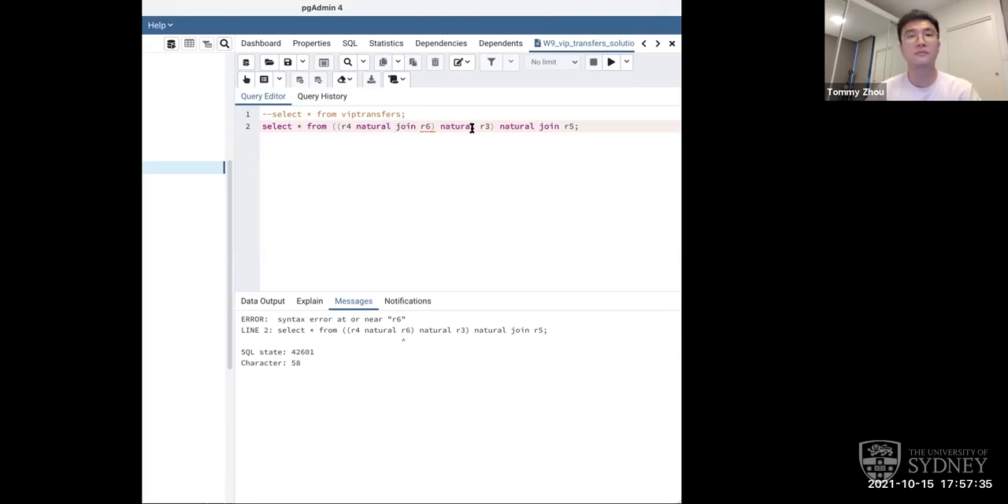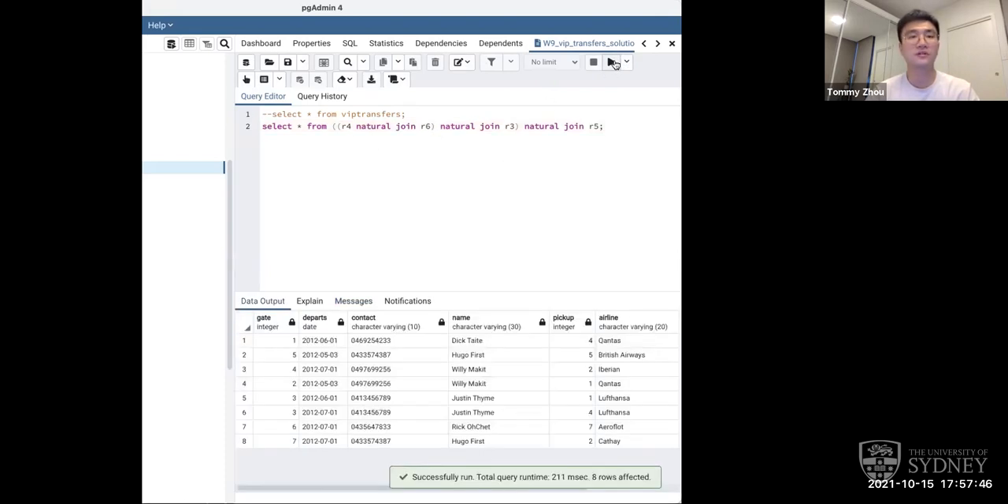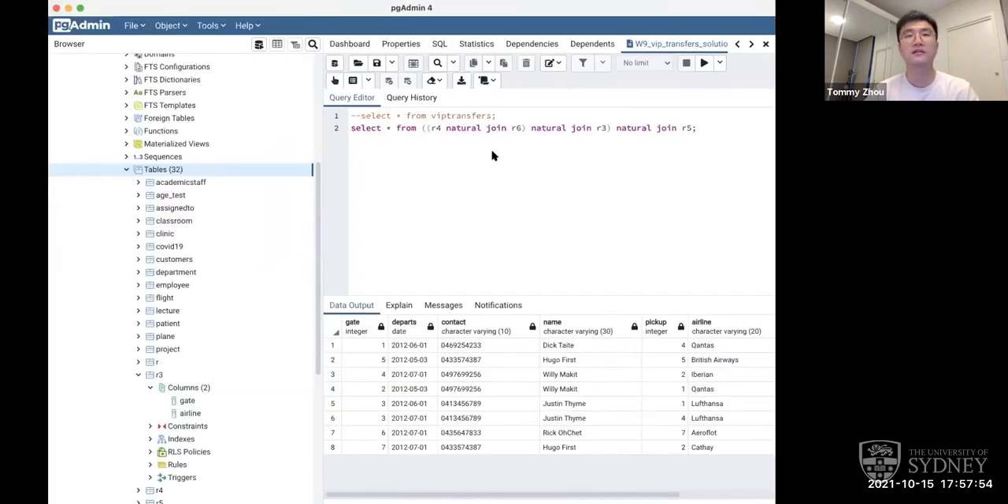So it's not about whether we are joining them in the correct order. They should also be fine if we change the order, right? Anyway, we're putting all those R tables together so we can see the results in there. So we can actually get 8 tuples, right? So this helps verify that this is a lossless join. So we have 8 tuples back.